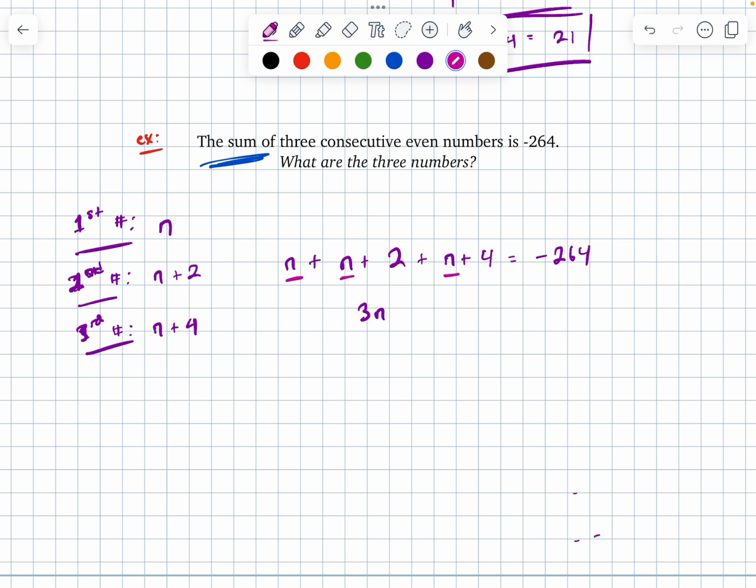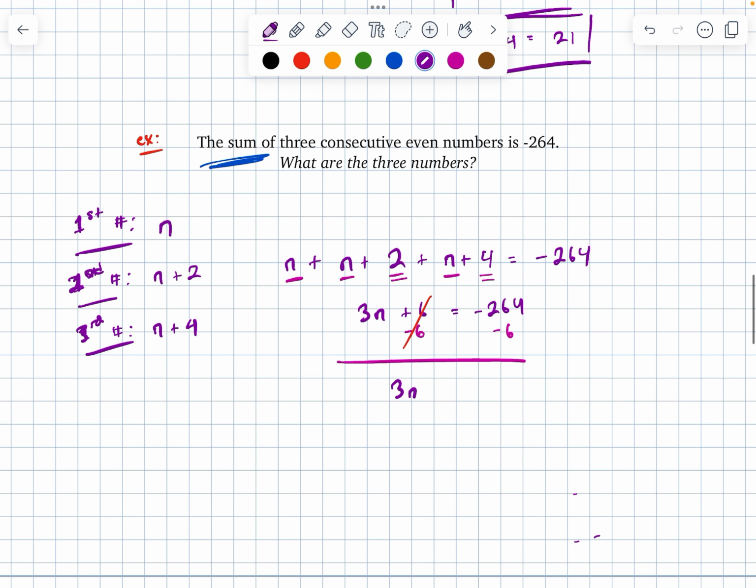From here again, I'm going to add my like terms. n plus n plus n is 3n. And then I've got 2 plus 4, which is 6. That equals negative 264. Again, same idea here. Getting n by itself is my end goal.